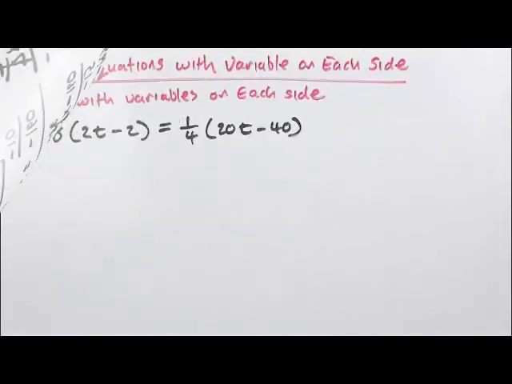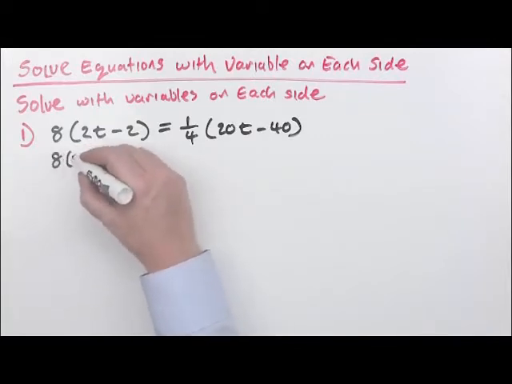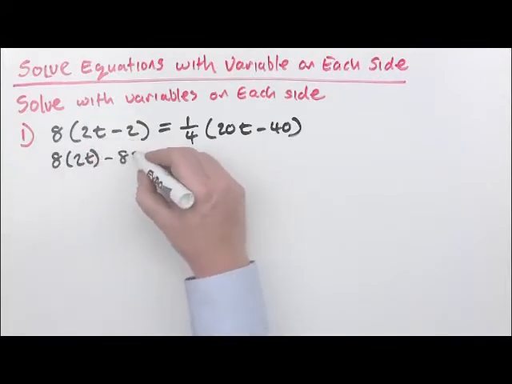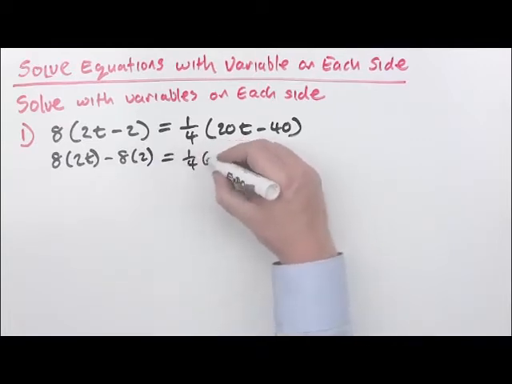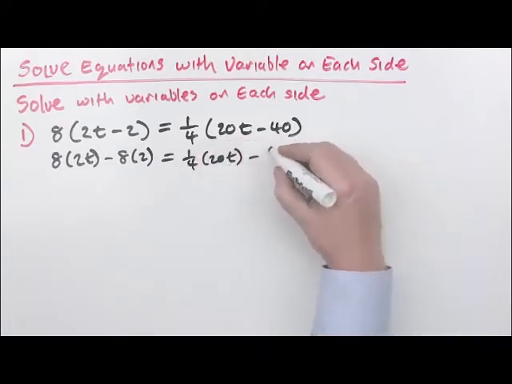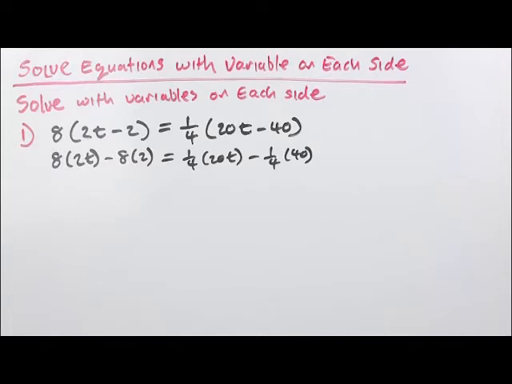Now let's look at a problem involving the distributive property. Here I have 8 distributed to 2t, 8 distributed to 2, equals 1/4 distributed to 20t and 1/4 distributed to 40. So now I'm going to do that operation.